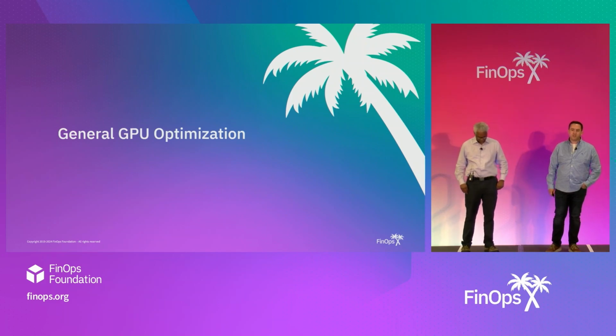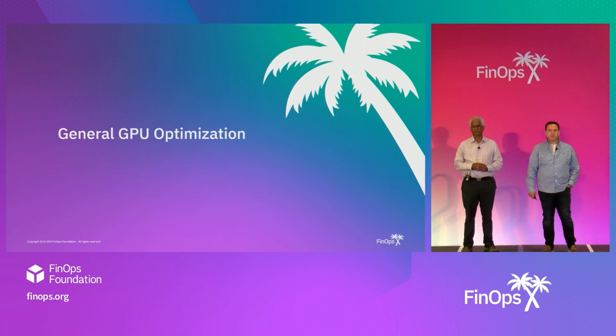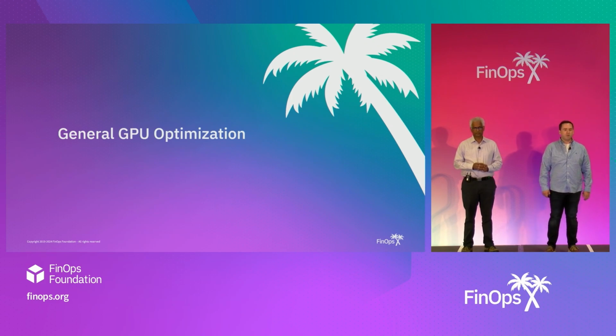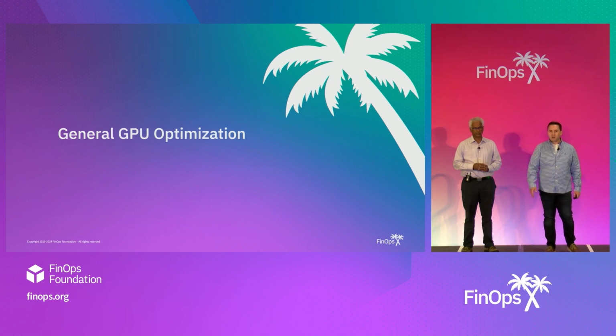So let's start talking about GPU optimization, right? And why is GPU optimization where I'm starting this talk on AI? Because for AI workloads to really operate the way they need, they require what GPUs are uniquely capable of doing, which is parallel processing of data.